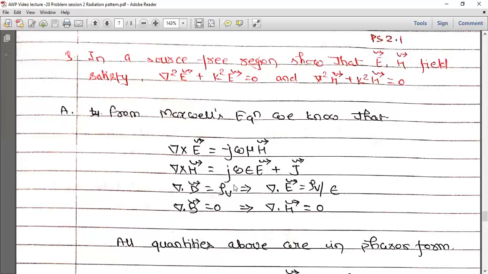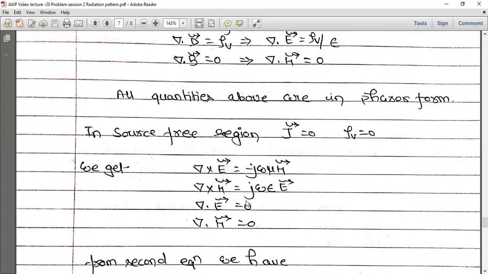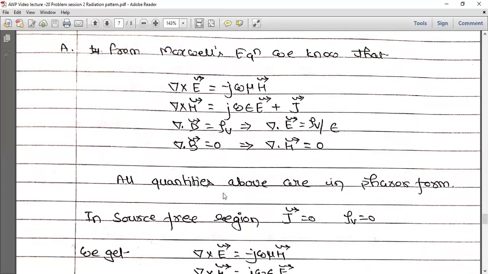So these four equations are in phasor form, and in a source-free medium they can be written in this particular form. We have removed all the sources: we have considered rho v equal to 0 and J equal to 0. Now, in order to prove these equations, we know that an electromagnetic field is present at any particular point in the source-free medium. That means these four equations are satisfied at that point. If an electromagnetic field is available at any point in the medium, these four equations will be satisfied.